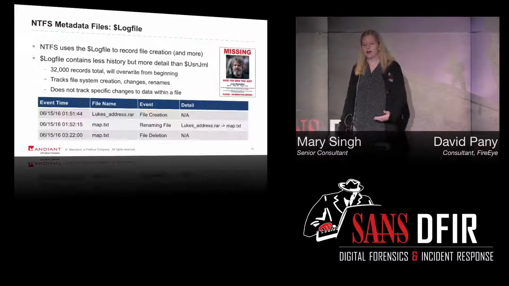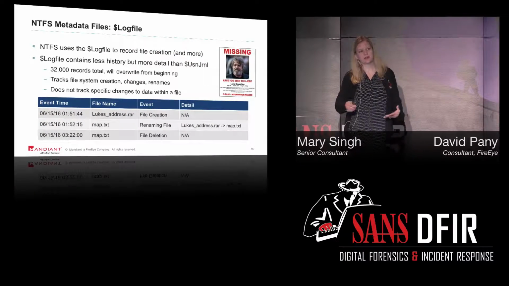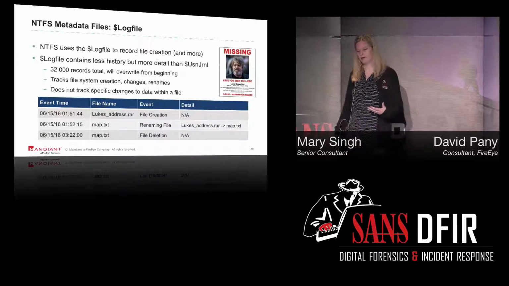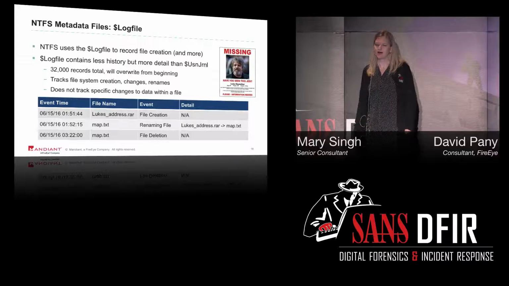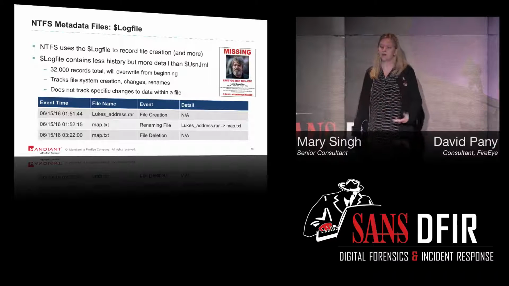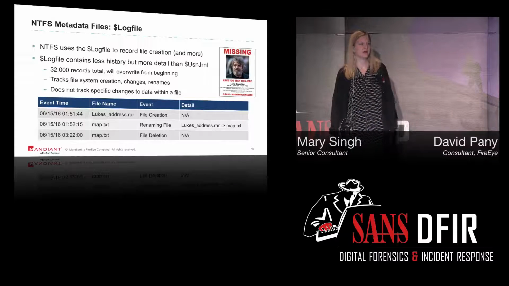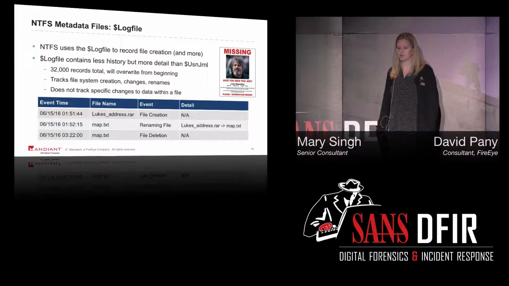So the log file, it's similar to the UsnJrnl in that it tracks things that happen on a file. It contains a lot more detail, like changes to file attributes and things that the journal doesn't track. But there's only 32,000 records, so there's not as much history as the journal. So when you're doing analysis, look at both artifacts. You might find something in one file, but maybe not in the other one. The journal doesn't track specific changes, but if there's a date change or something else, then you might see that in the corresponding log file.